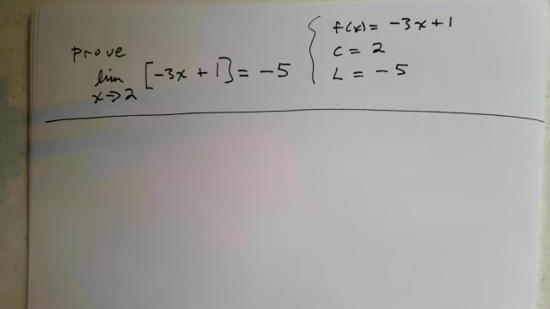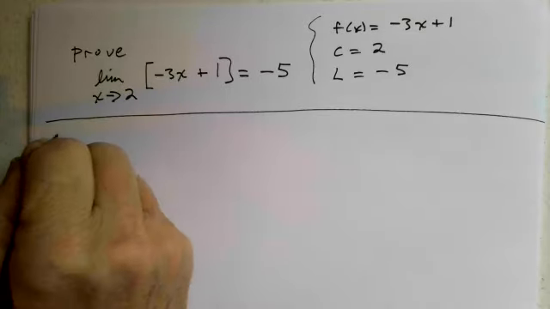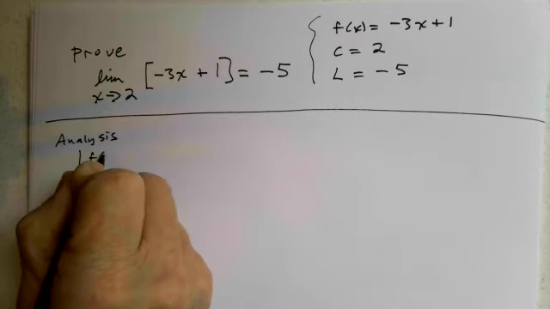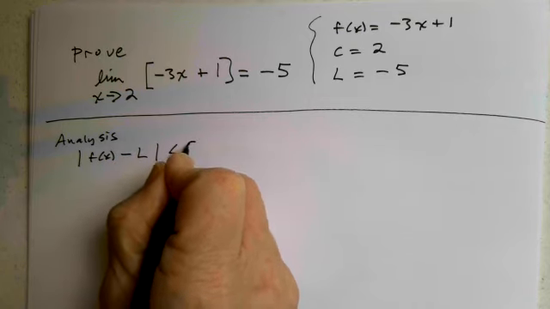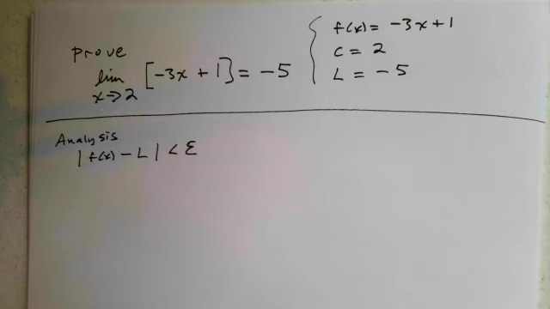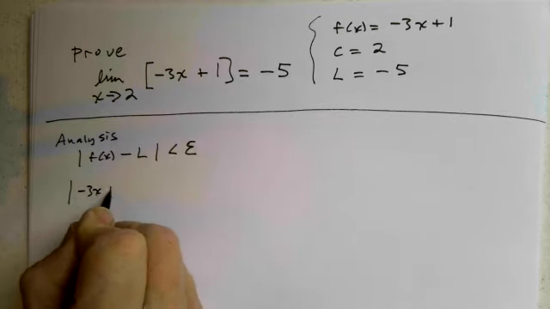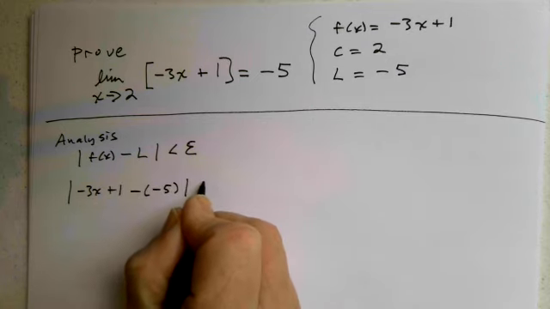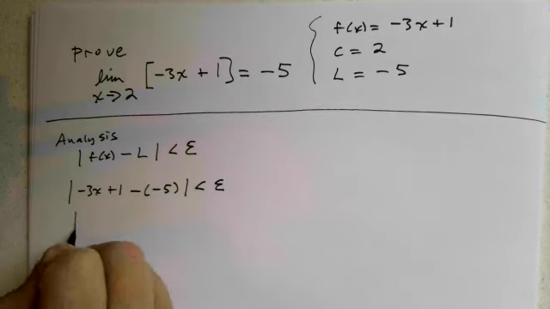Our analysis always starts with what we want it to end with, which is absolute f of x minus L less than epsilon. That's our final goal. That's how we start our analysis. Absolute f of x minus L is less than epsilon. Okay, what are we going to do? F of x, negative 3x plus 1, minus L, minus negative 5, is less than epsilon, which will give me what?